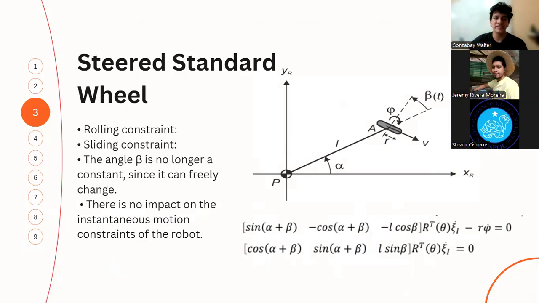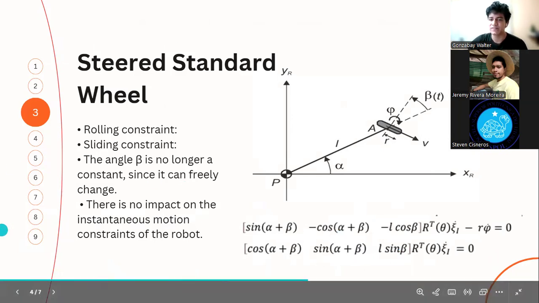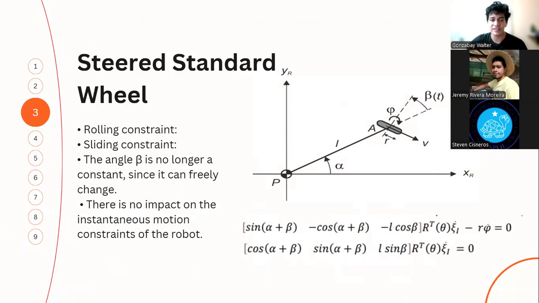Okay, in this slide we can see the steered standard wheel. Unlike a fixed standard wheel, this one can rotate around the vertical axis, giving the robot greater maneuverability. The equation shows the rolling and sliding constraint, which define how the wheel can move without slip. The key point is that the steering angle β is no longer fixed, but this change doesn't affect the robot's instantaneous motion constraint.